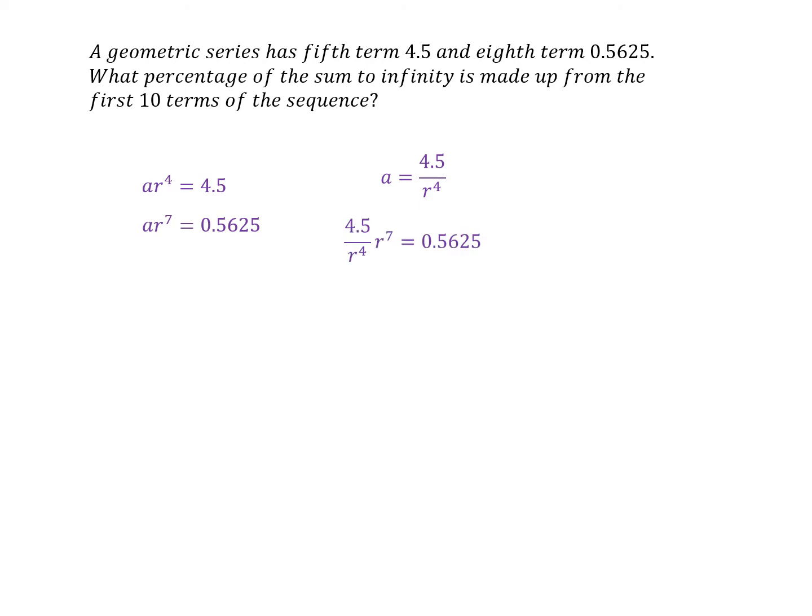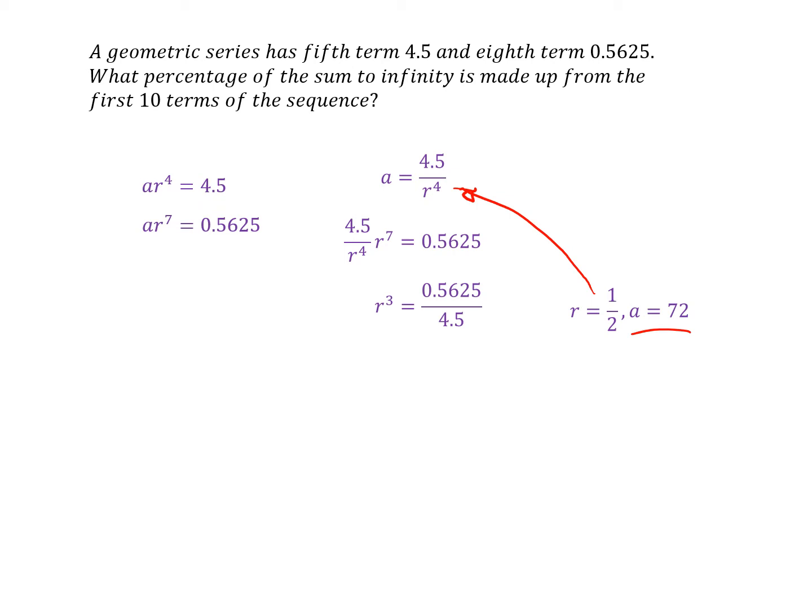And then when I cancel down, r to the 7 divided by r to the 4 is r cubed, and divide by 4.5, I get that number for r cubed. Cube rooting gives me r equals a half. And when I substitute that back into this equation, then I get the figure for a of 72.